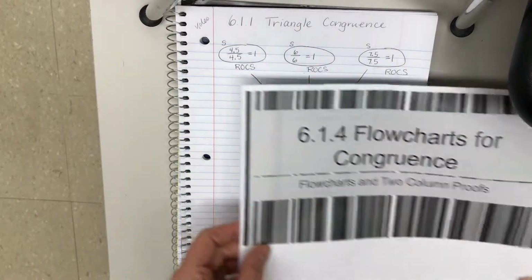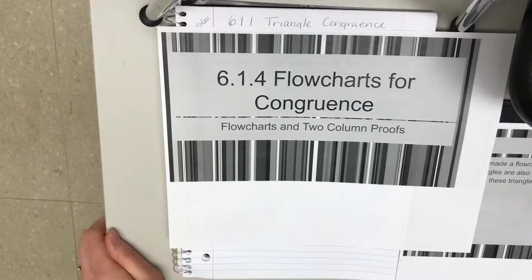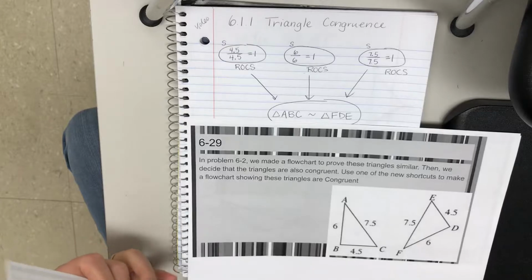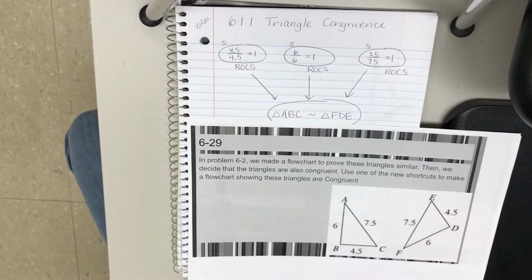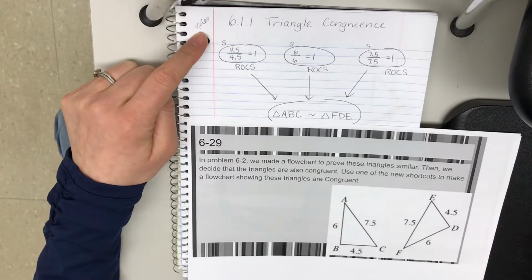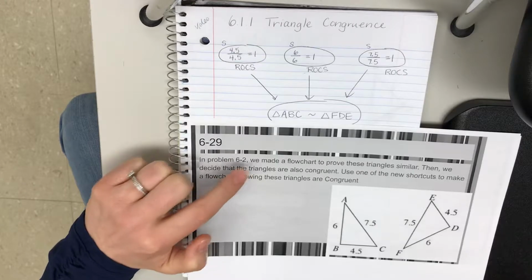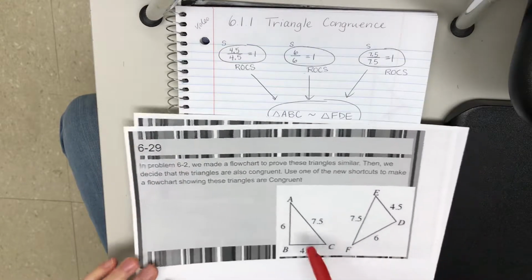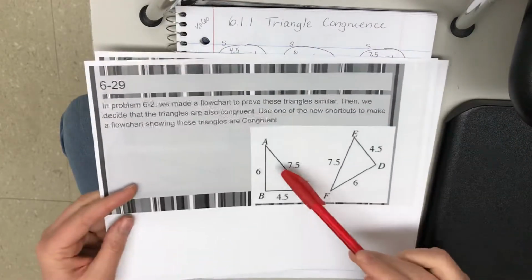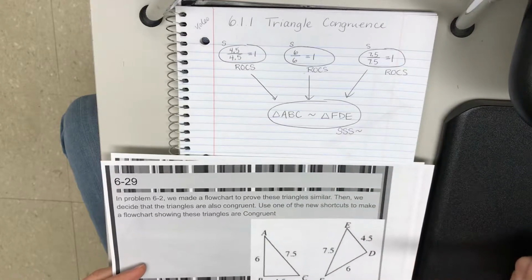All right, today we are talking about 6-14, flowcharts for congruence. If we remember this first question, it takes us back to this question from the first section of chapter 6, which is 6-2. And we made a flowchart to prove that these two triangles were similar. We used rocks to show that by SSS similarity, these two triangles were similar, okay?